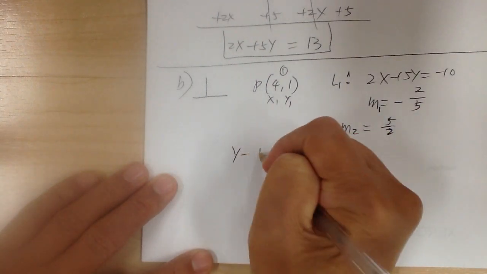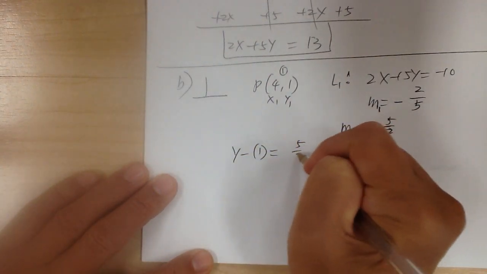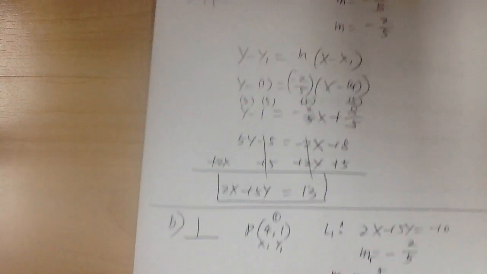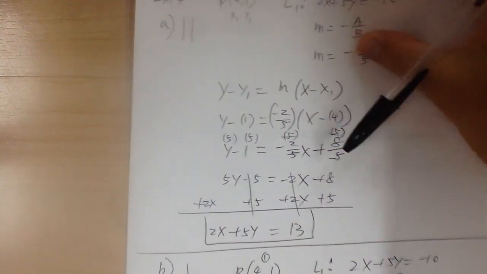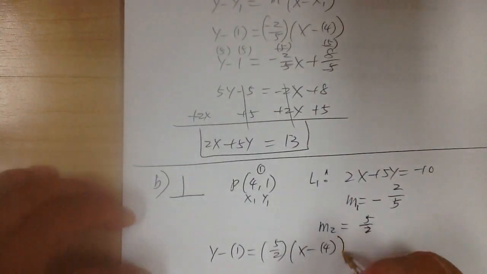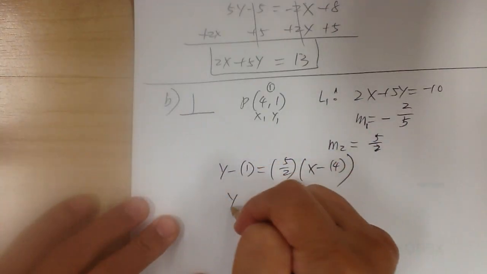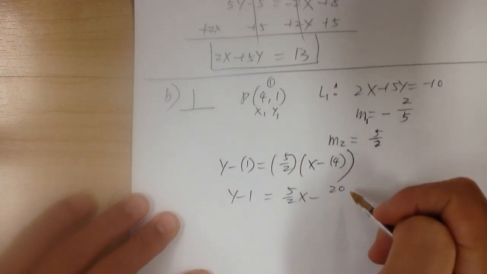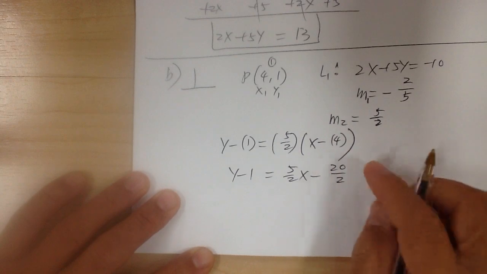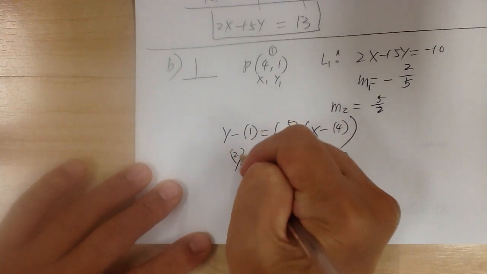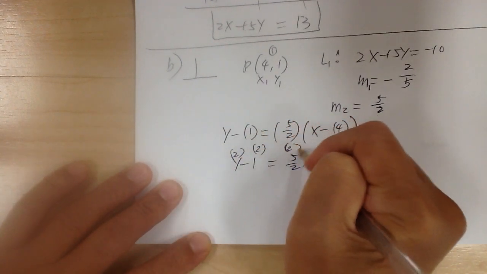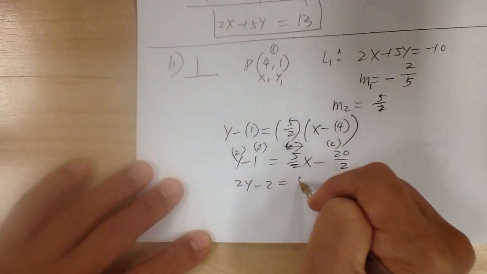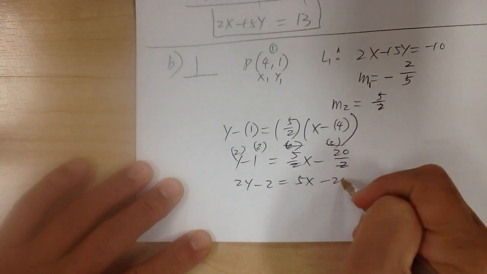You have y minus y1 equal to m times x minus x1, using the point-slope form. After that, work everything out. So y minus 1 equal to 5 over 2x minus 20 over 2. Don't worry about simplifying yet. Then multiply everything by 2 to get rid of the fraction. So you get 2y minus 2 equal to 5x minus 20.